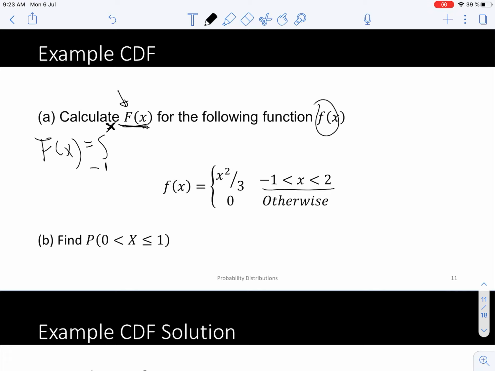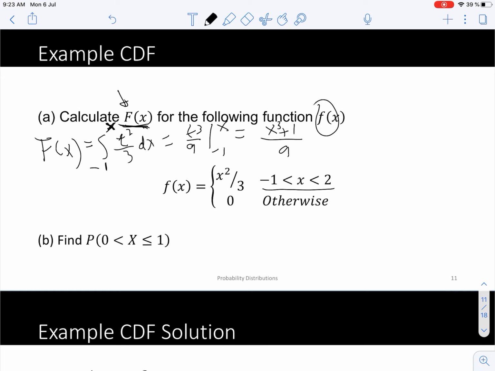Then I use an alias for the variable. So let's use the PDF. It's x squared over 3, but I'm going to use t squared over 3 dt. It's just an alias again to avoid confusion between the variable and the limit. So we do the integral, and this is t cubed over 9 from minus 1 to x. So finally we will get that this is (x cubed plus 1) over 9.